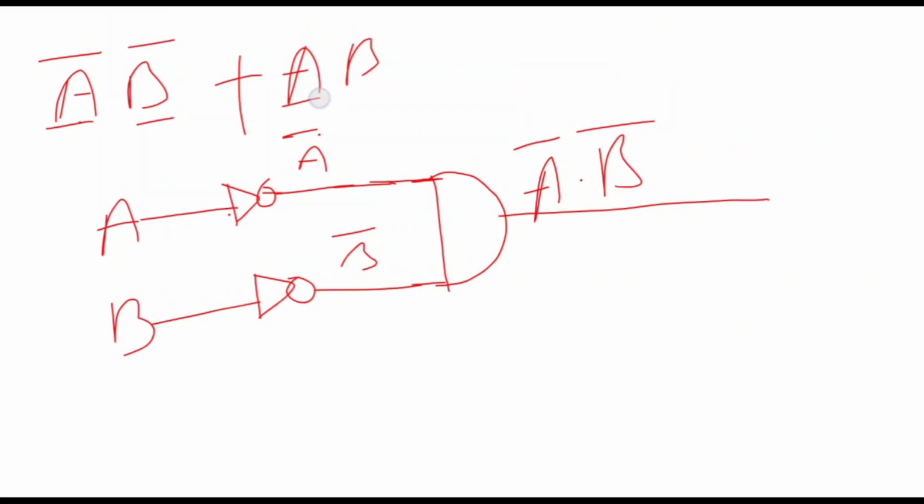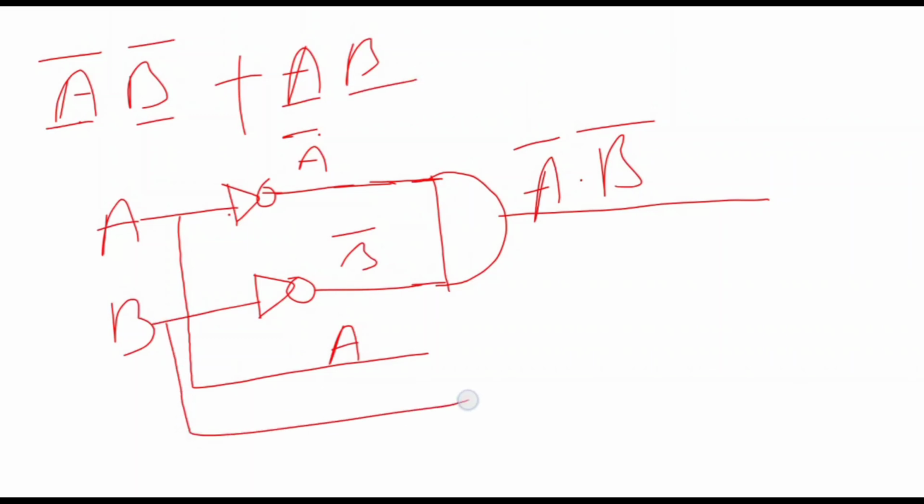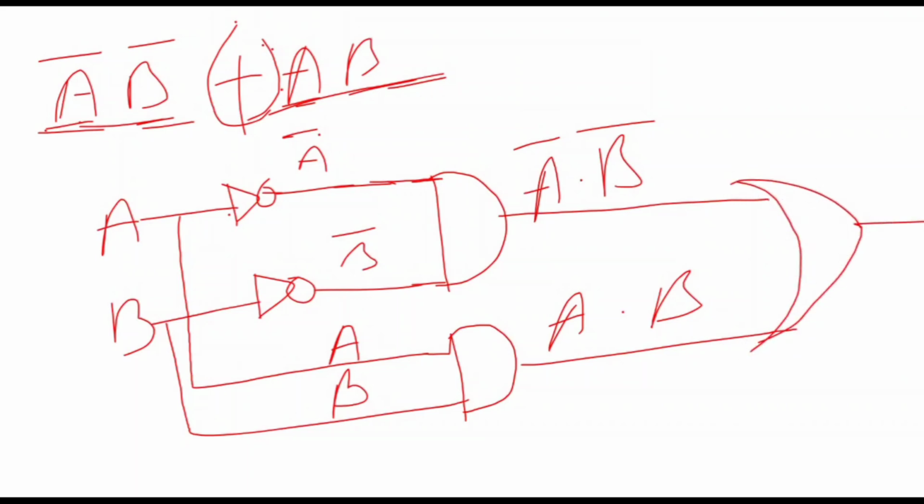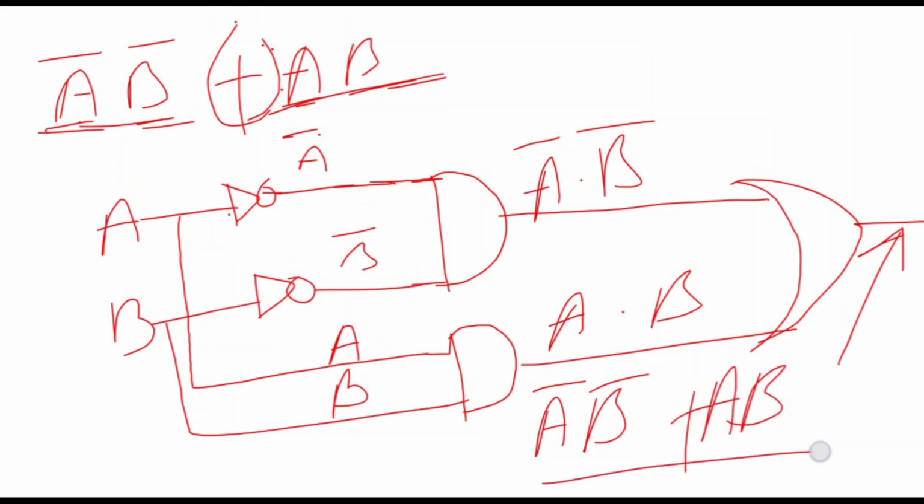Now for this, A is in its normal form, so we draw a wire from this, that is A. B is in normal form, so here B. Again between these two variables we use an AND gate. So the output is A dot B. This term and this term are joined using an OR gate, so we draw an OR gate between these two terms. Now what will be the output? The output is A complement B complement plus A B. This is the circuit using basic gates.